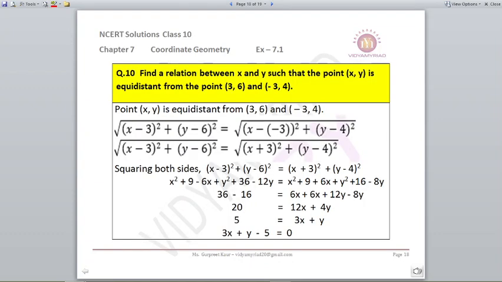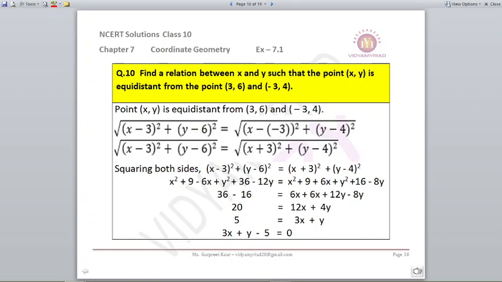Find the relation between x and y such that the point (x, y) is equidistant from the points (3, 6) and (minus 3, 4). So let us assume the point (x, y) which is equidistant. If it is equidistant, we definitely need to equate the distances. Left-hand side must equal right-hand side, only then it will be equidistant.